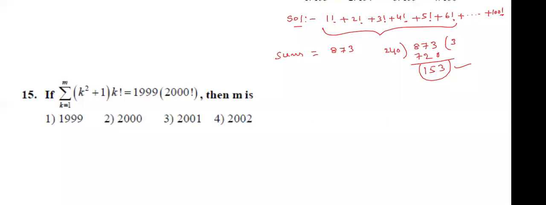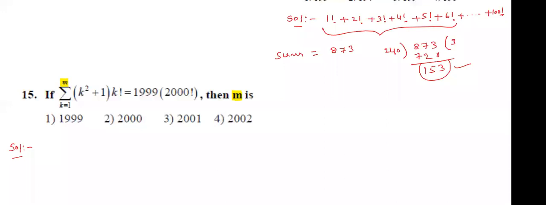15th question. Here they have given a problem, then find the m value. Here k goes from 1 to m, the given limit. The sum of the total value is 1999 into 2000 factorial. Then at what value of m is the sum equal to 1999 into 2000 factorial? Okay.